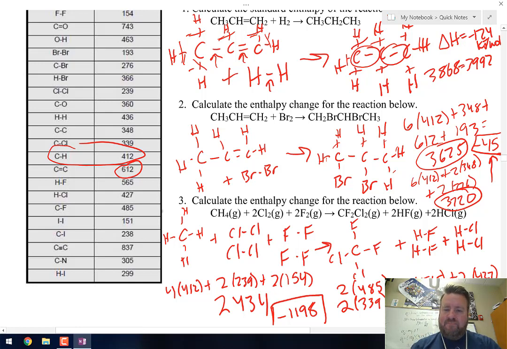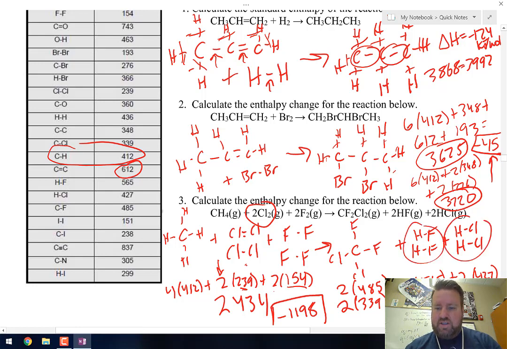On number 3, be careful because you've got 2 chlorines. Make sure you write both of those out so you remember to double that value for the chlorine-chlorine bond. It's real easy to just write Cl2 down once, and then you forget and you only take 239. So it's got to be 2 times 239, same with fluorine, 2 times 154, same with the HF, and same with the HCl. Make sure you double both of those values.